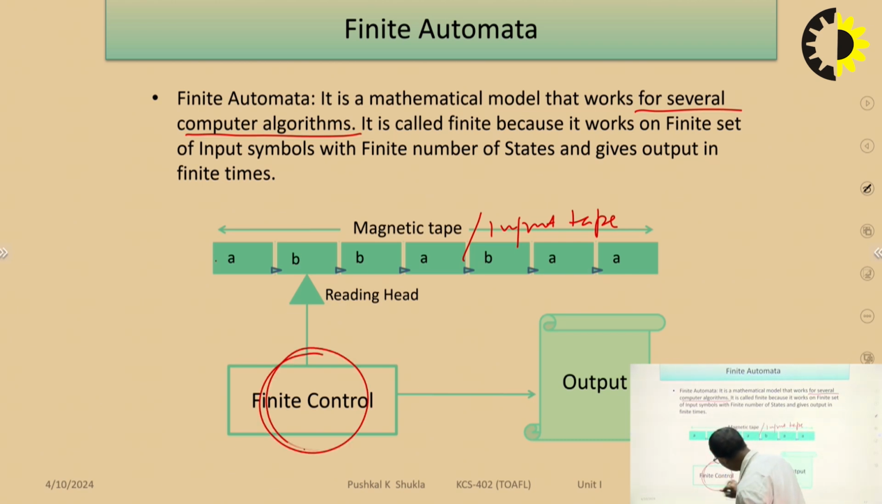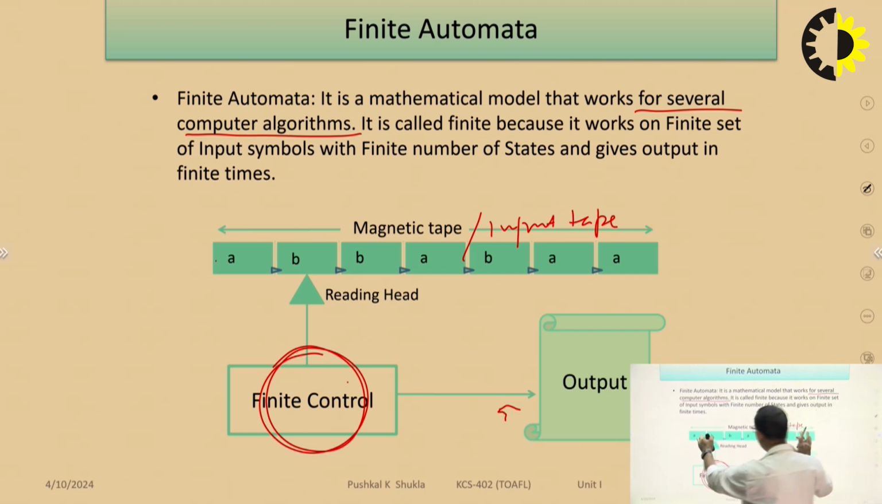A finite control has finite sets of states: Q0, Q1, Q2 up to Qn. So finite states are there and finite input symbols are there. That's why it is known as finite automata, and it produces outputs in finite time. So an automaton is said to be finite because it has finite input symbols, finite states, and produces outputs in finite time.